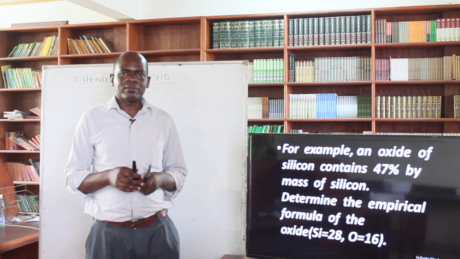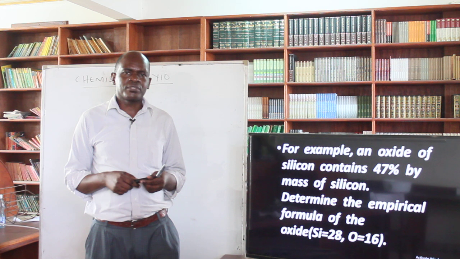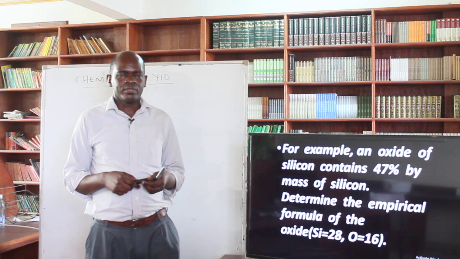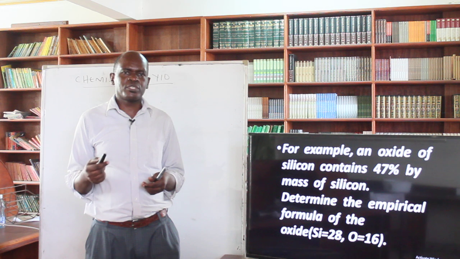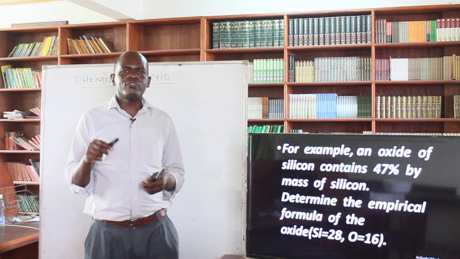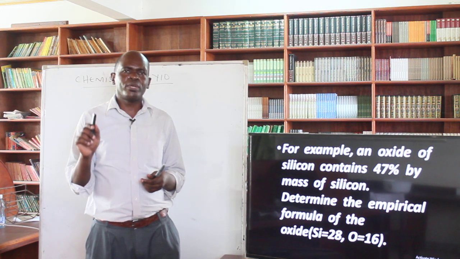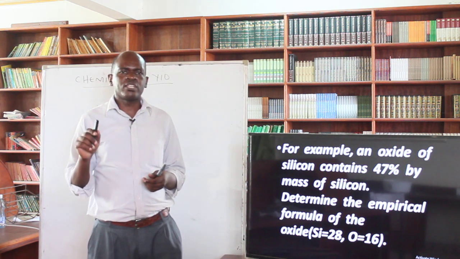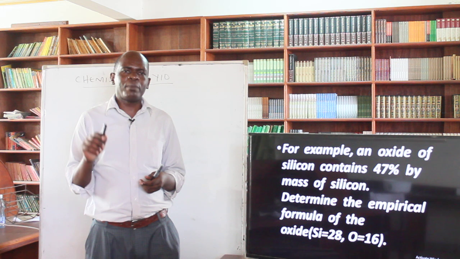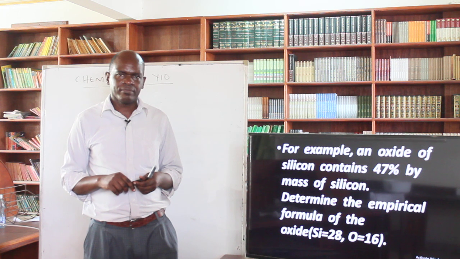We have an example here. An oxide of silicon contains 47% by mass of silicon. Now, when you look at that particular statement or question, there is no more information provided. But if we are talking about an oxide, an oxide is formed when an element reacts with oxygen. So in this case, since it is an oxide of silicon, then we expect this silicon must have reacted with oxygen to form the oxide.